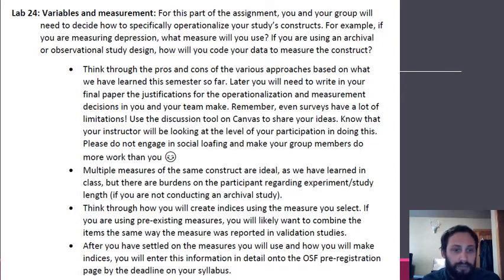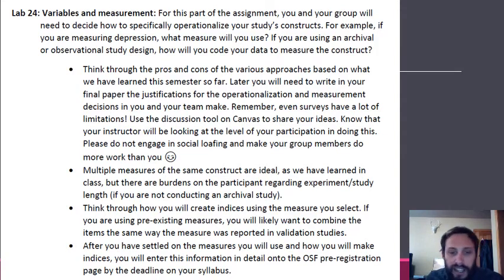Additionally, we want you to think through how you're going to create these indices using the measures you select. If you're using some sort of pre-existing measure, you'll likely want to combine the items in the same way that the original measure was intended. So make sure you're actually using it the correct way. You can't just go and remove items, like a line item veto. You can't be doing that. You need to use the entire measure and use it in the way that they utilized it as well.